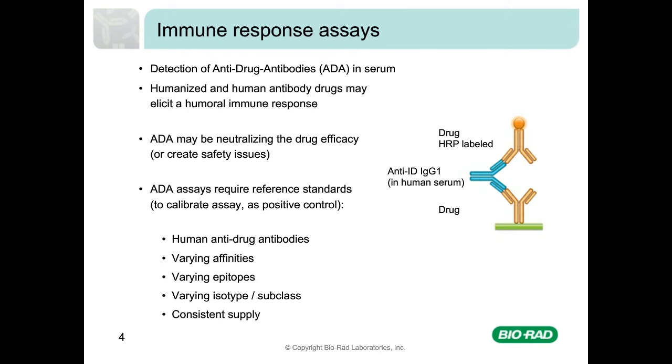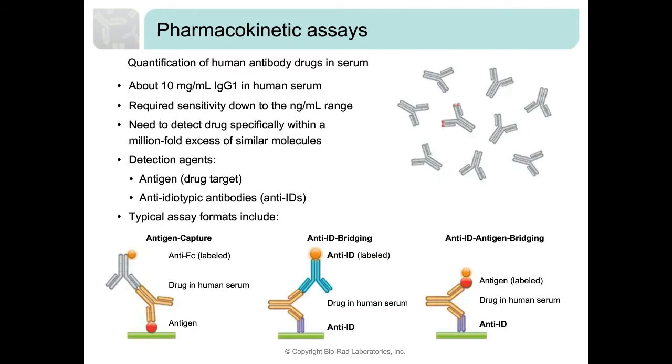The second major assay type where anti-idiotypic antibodies are used are pharmacokinetic assays for quantification of human antibody drugs in serum. With these assays, the fate of the drug from the moment that it is administered up to the point at which it is completely eliminated from the body can be measured. When a human or humanized antibody drug is administered into a patient, the drug becomes hidden within the high concentration of very similar antibodies in human serum.